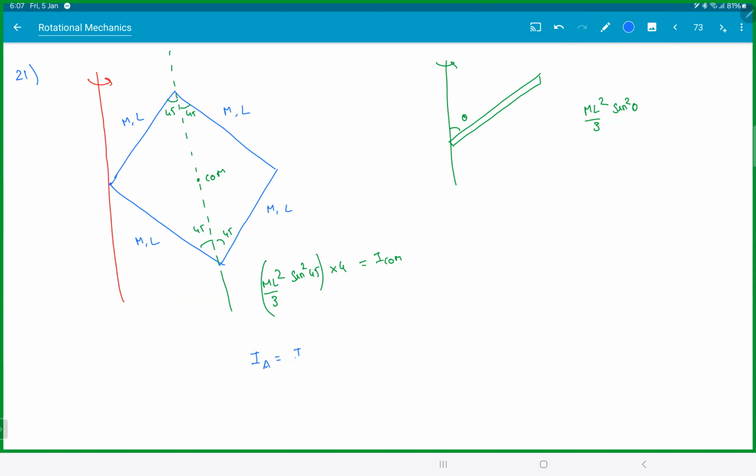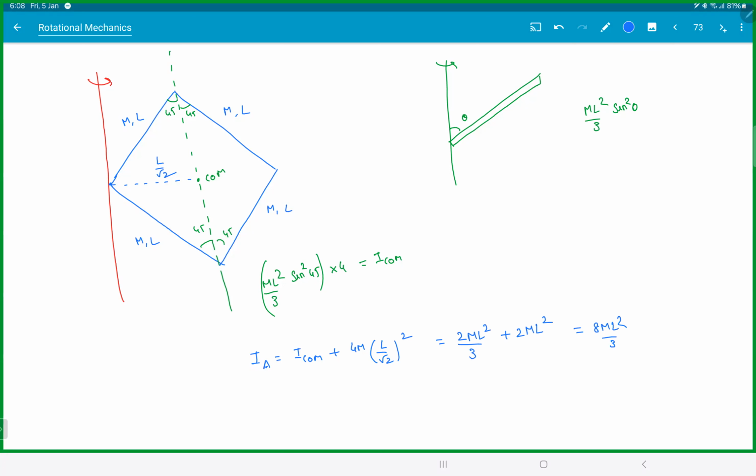So IA will be I center of mass plus mass is 4m, and this will be the perpendicular distance, L by root 2, whole square. Don't forget that. When you write md square, m is the total mass of the system. So this guy would be 1 by 2 ml square by 3 plus 2 ml square, that is 8 ml square by 3.